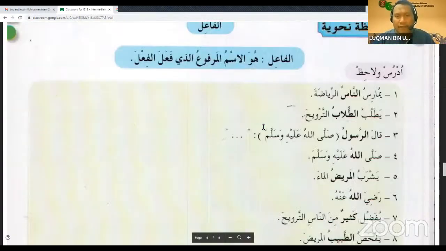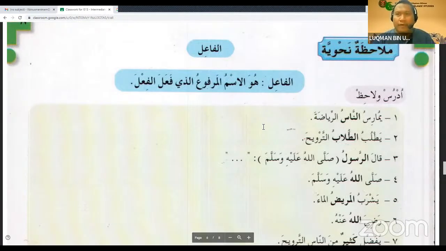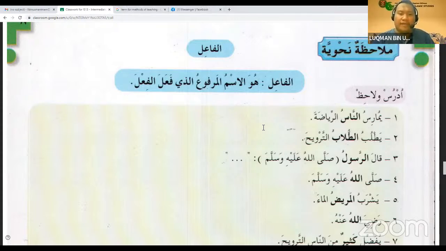Then we have also discussed al-fa'il, the doer, the active participle of the verb. Al-fa'il is the one who does the action. If there's a verb, there's someone who does the action, and the doer is always in the nominative case, marfu'. Usually, the sign of it being nominative is that it ends with dhamma.